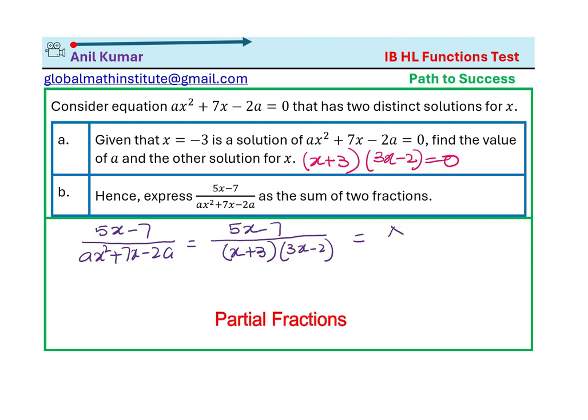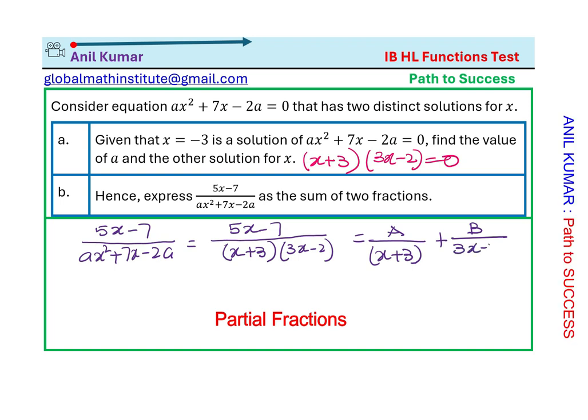So we can write this as a over the first factor, which is x plus 3, plus b over 3x minus 2. Make sense? So that is how we have to split it. Now basically we need to find the values of a and b. How do we do that?